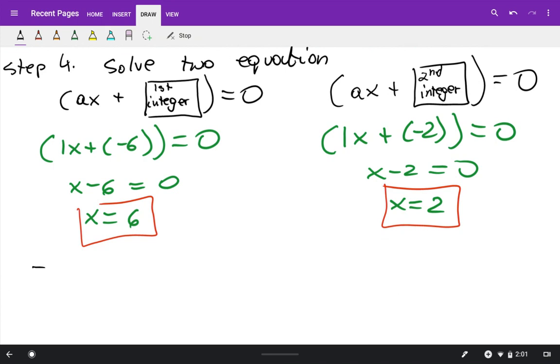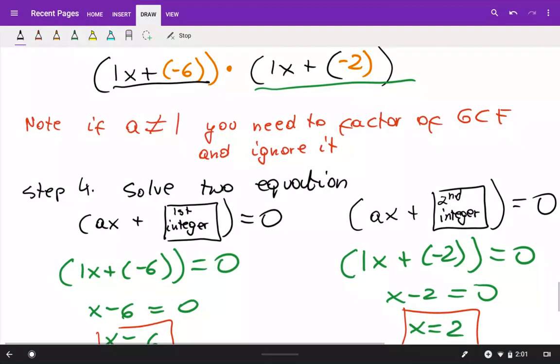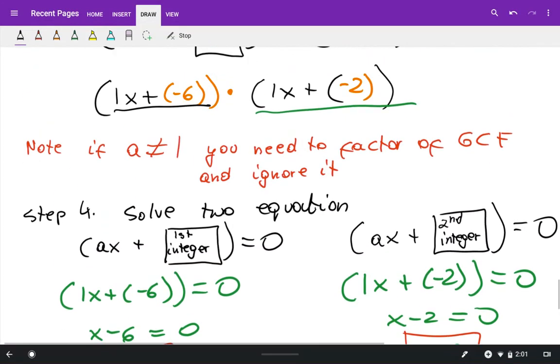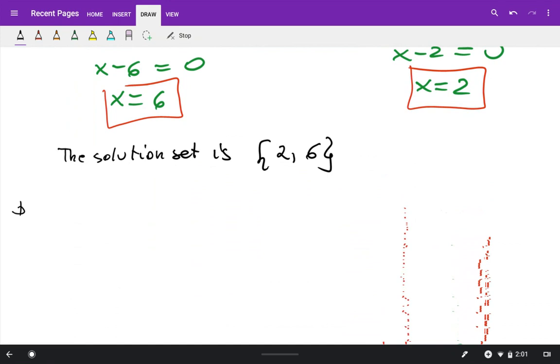So the solution set is 2, 6. Okay. So this is the AC method. Those are the steps which I'm going to apply to solve it. And I want to solve an example when A is not equal to 1. So you guys can see what I mean by using this note. Okay. So let's do more. B.